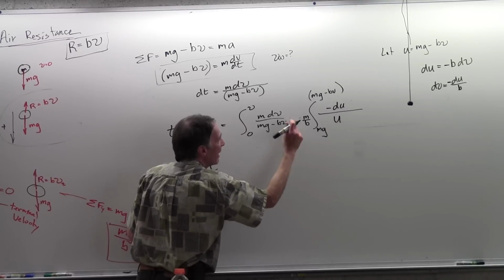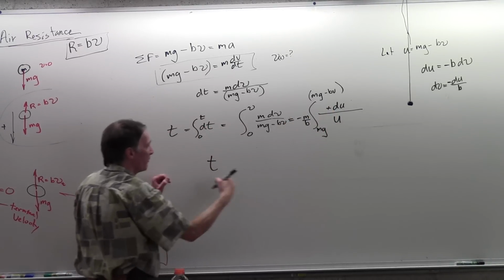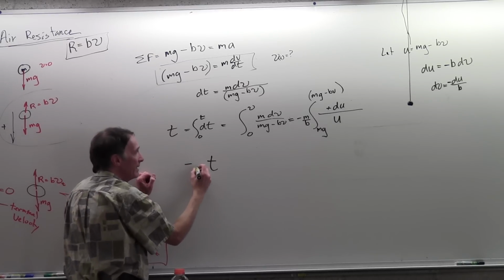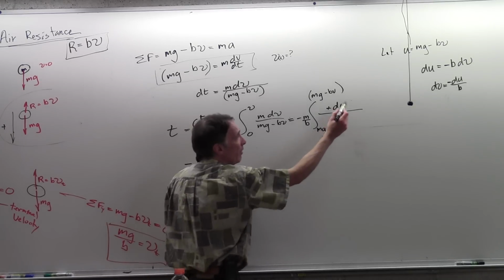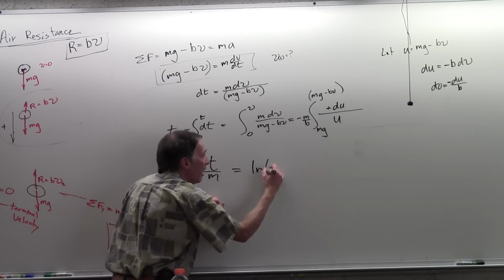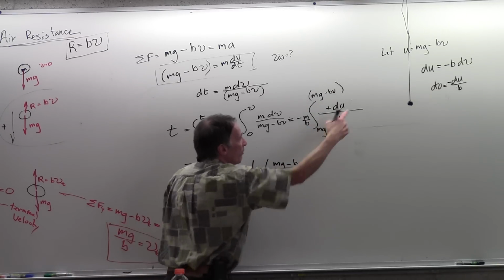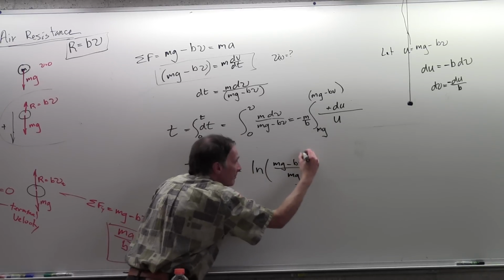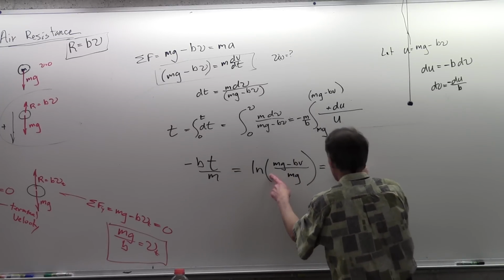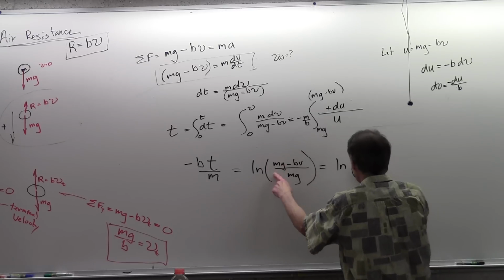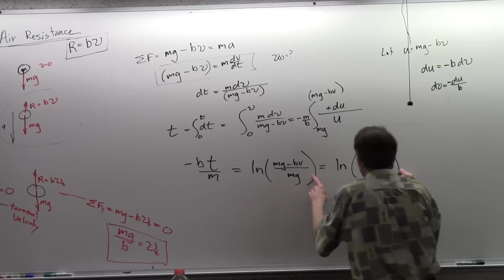Let me bring that minus sign out front here. Make that positive, so I've got mg. Let me take this over to the other side to join t: minus bt over m. And then I'm just doing this integral. This is going to be the natural log of this thing on top, mg minus bv, all over mg. I can break this up. This is going to be the natural log of mg into that goes 1 times minus bv over mg.